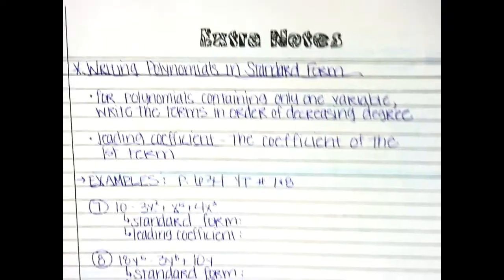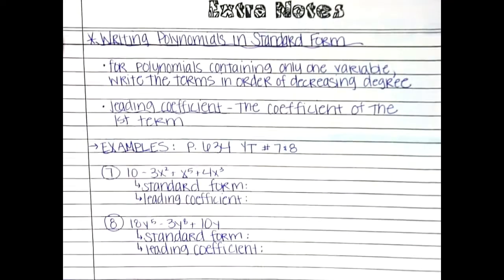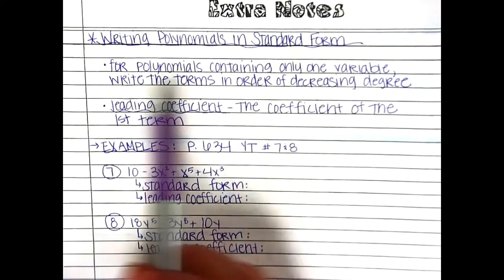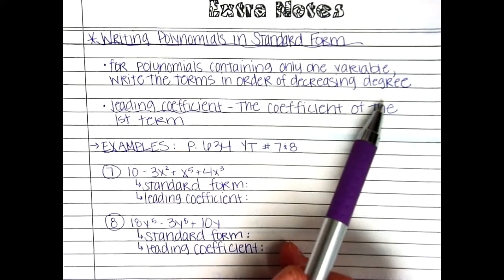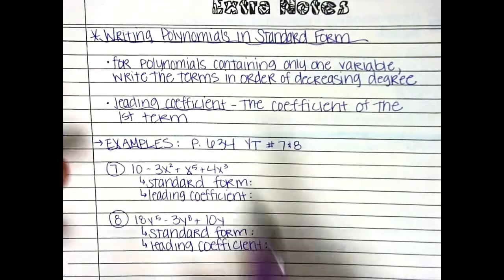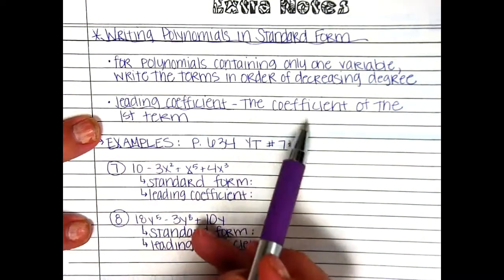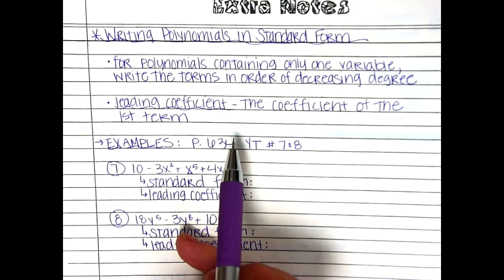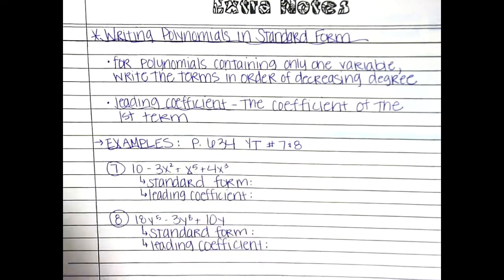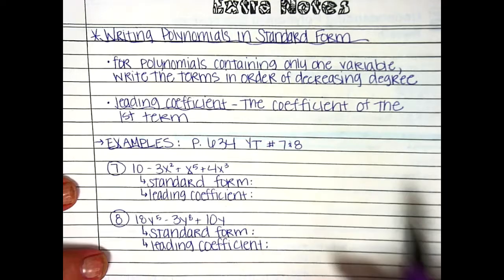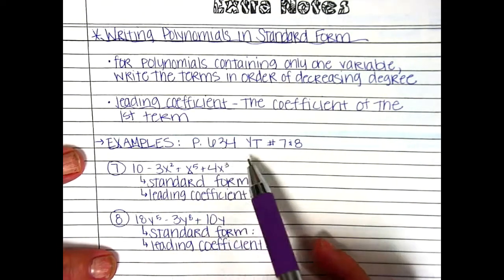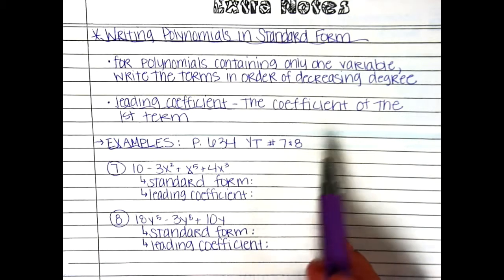So writing polynomials in standard form. Okay, for polynomials containing only one variable, you write the terms in order of decreasing degree. And then leading coefficient is the coefficient of the first term. If you're not sure what coefficient means, you need to remember that that is the number with the letter, is the easiest way to describe that. So these two examples came from page 634. They're the your turn 7 and 8.